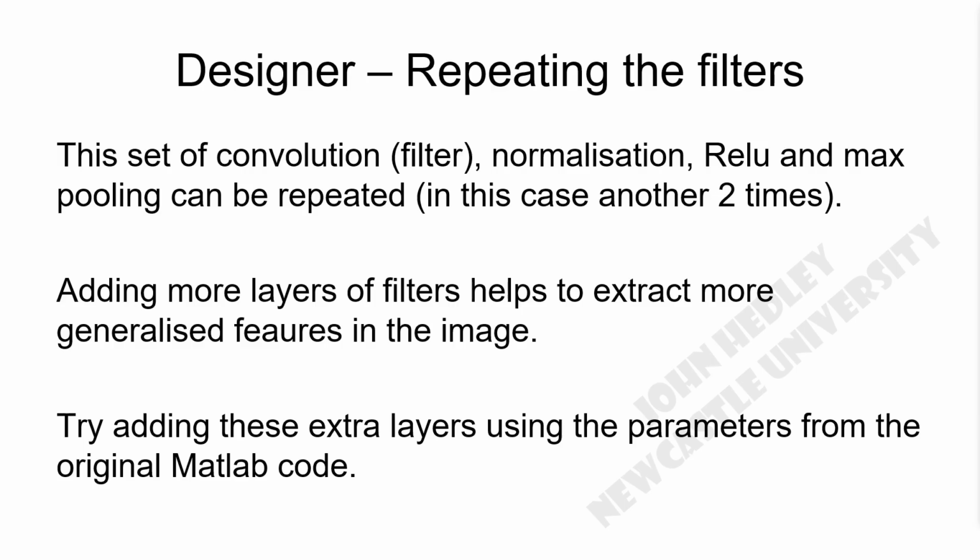Layers in a network can be repeated, with these new layers acting on the previous outputted images from the last layer. This allows for more generalized features to be extracted from the original image. Our MATLAB program repeated the convolution, normalization, and ReLU another 2 times, and the max pooling layer 1 more time, as can be seen from the code, albeit with slightly different values. We therefore need to add these new layers to our existing network.